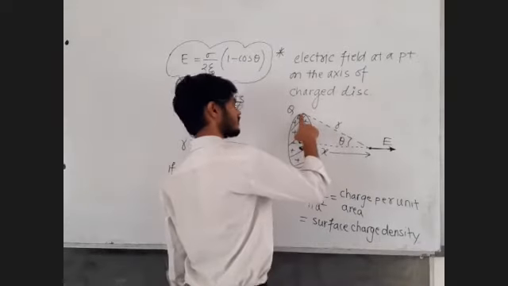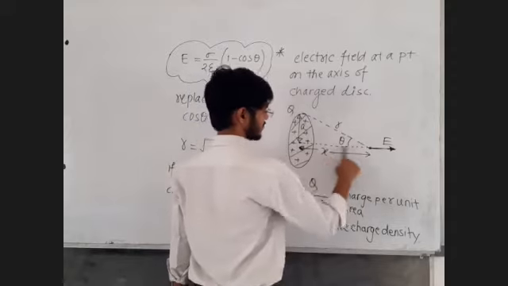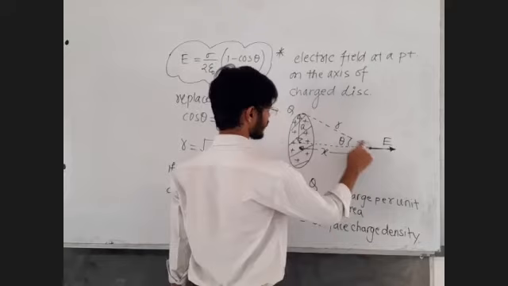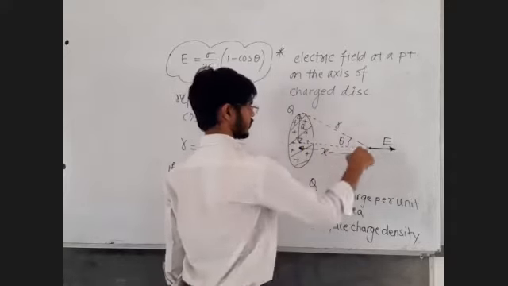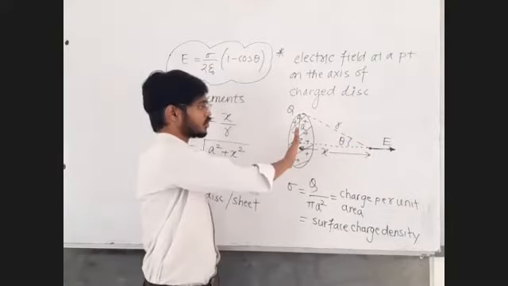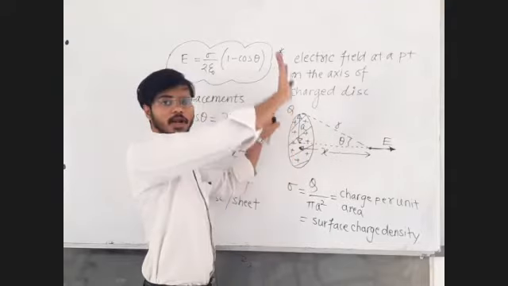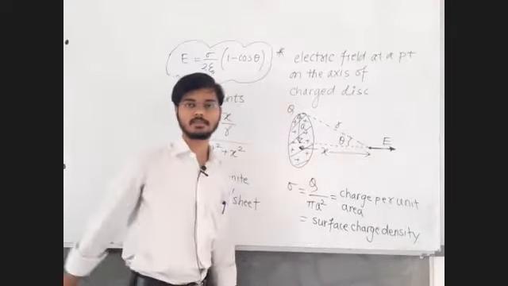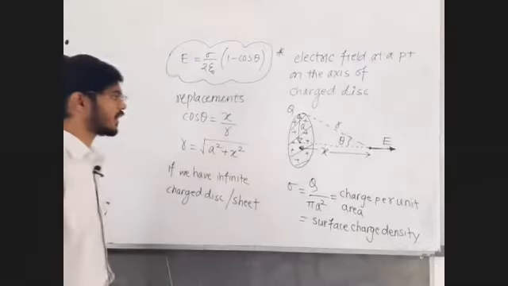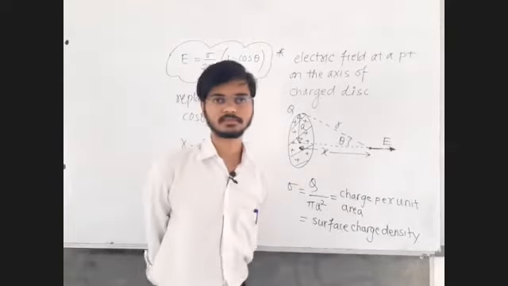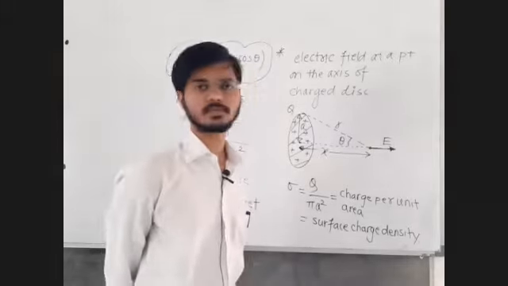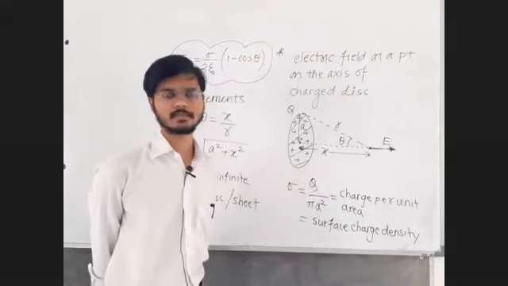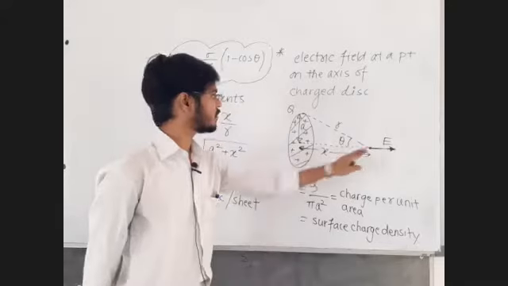The other line joins the given point to the edge of the disk or the edge of the sheet. Now if this sheet becomes infinite, very large, then what will this angle theta be equal to? That is my question. Infinite sheet. Ansh has given the correct answer. Everyone, think for some time. What will this angle be?